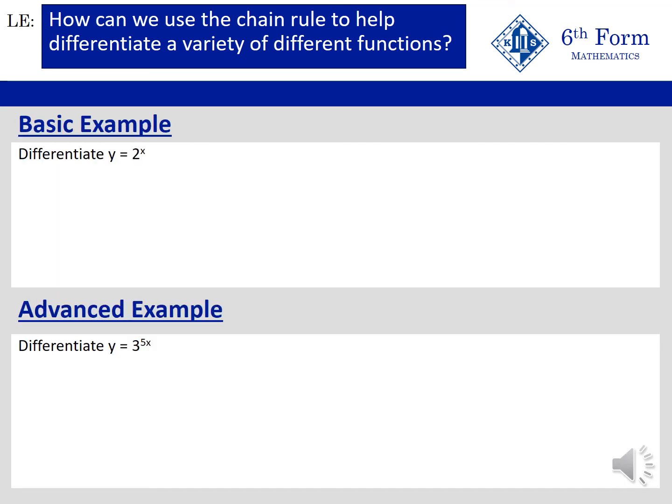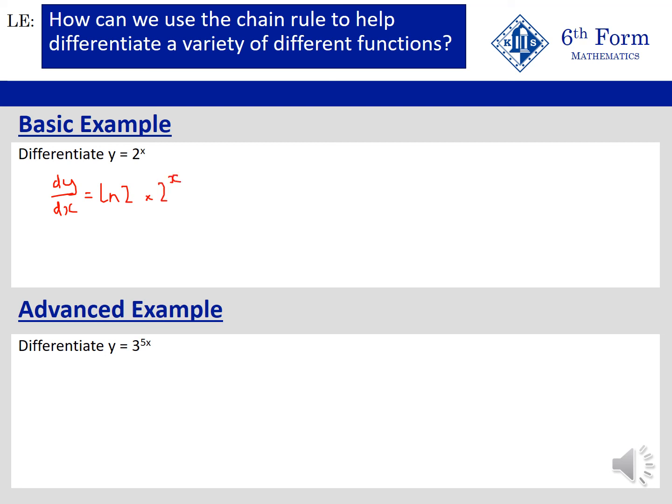So if we try and find a couple of examples using this fact, we're trying to differentiate y equals 2 to the power x. So this literally is just going to be using the fact that we've just talked about. If we want to work out dy by dx, we're going to end up with natural log of 2, and that's going to have to be multiplied by 2 to the power x.